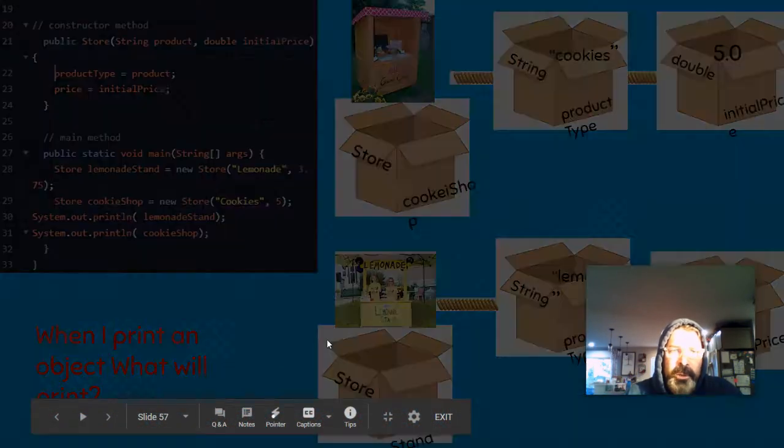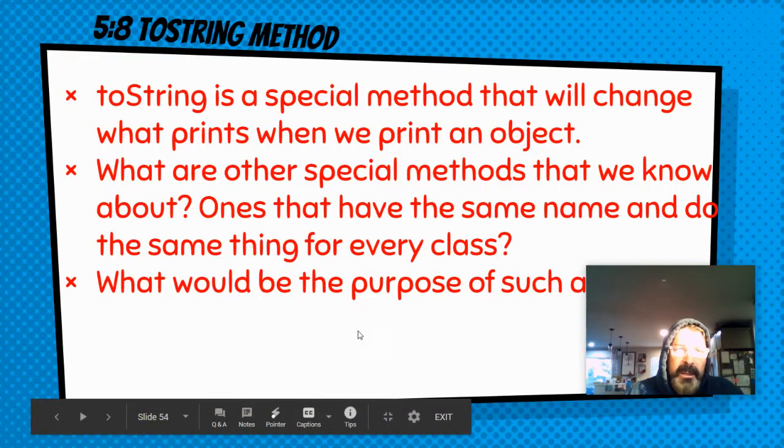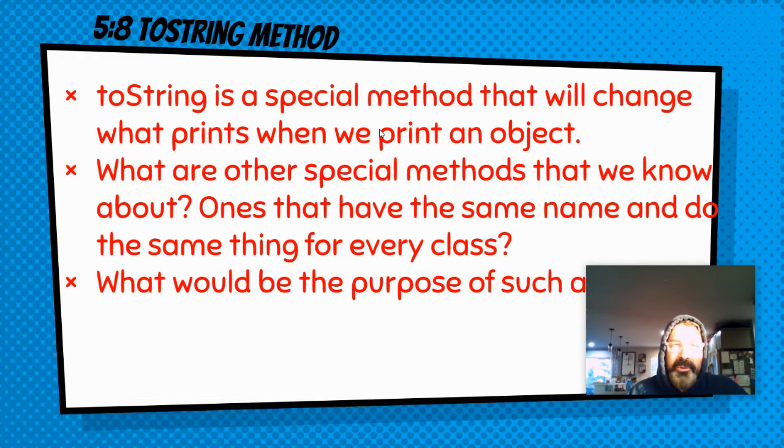Okay, so toString is a special method that will change what prints when we print an object. Okay, so when we originally printed the object, it was just kind of gobbledygook.